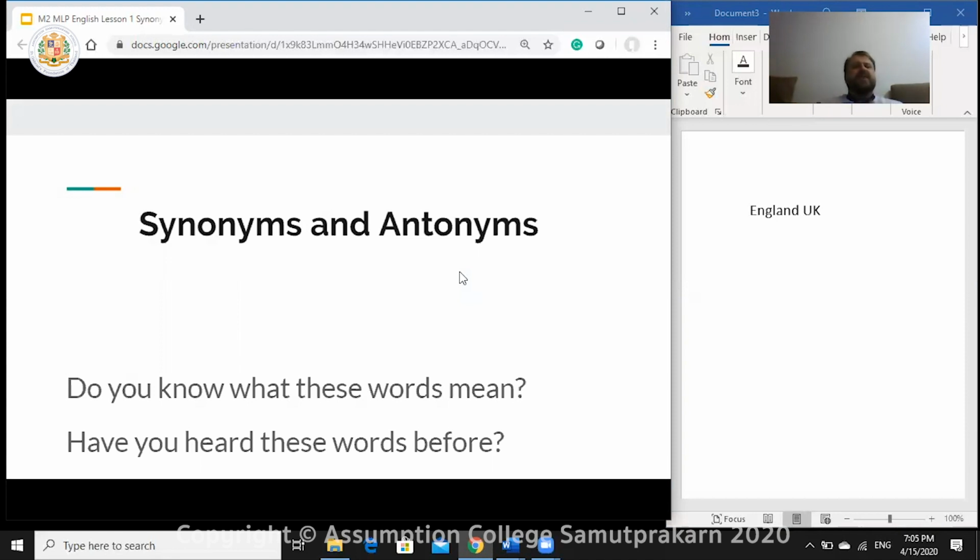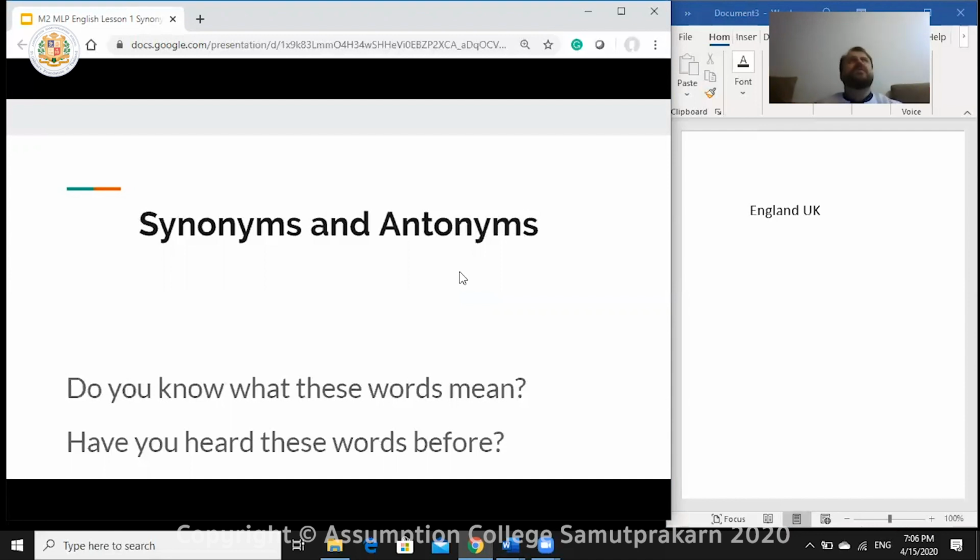I want you to now write in your notebook what you think these words mean. Maybe you know what these words mean. Maybe you just know what one of them means. Maybe you think you know, have a guess. I want you to right now write down what you think these words mean in your notebook, okay? Synonyms and antonyms. They are the subject of this class, okay?